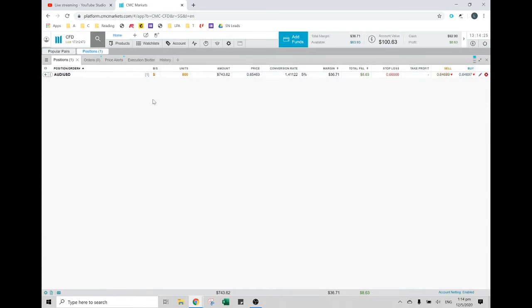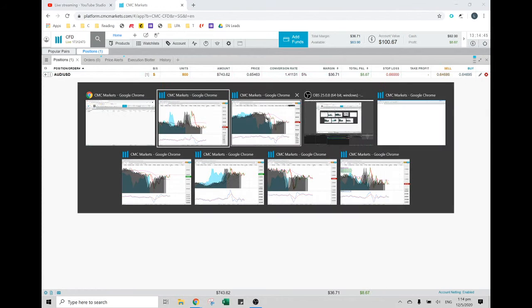Aussie dollar. We bought 800 units at the 65.46 and stop loss is 0.66. We are making some money. So let's go to Aussie.